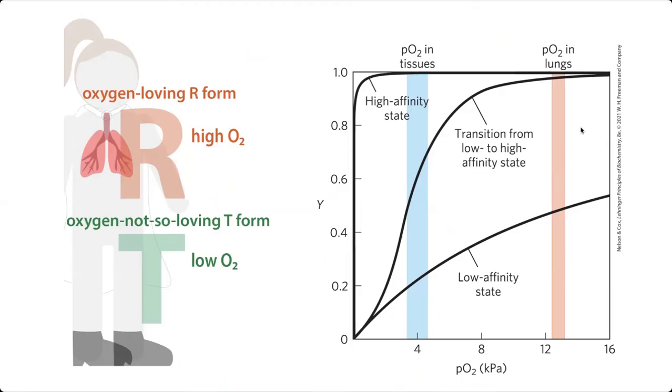Now we can think about shifting this curve. If you look at the general curve of hemoglobin binding to oxygen, on our x-axis we have PO2. This is the partial pressure of oxygen, basically how much oxygen is in your lungs or in your tissues. Basically, this is just the amount of oxygen.